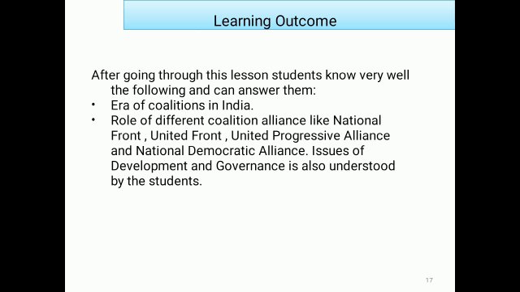To make you students aware about all these schemes, now comes the learning outcome. After going through this lesson, students know very well the following and can answer them. What is the era of coalition in India? What about them? Then you can answer very well about National Front, United Front, UPA and NDA. And then issues of development and governance are also understood.